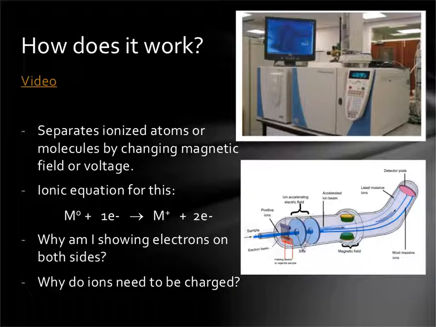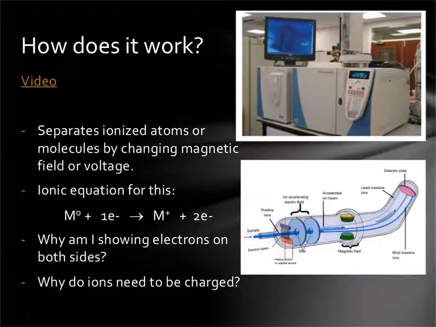So the spectrometer is going to separate ionized atoms or molecules. That means they have a charge, by changing the magnetic field or the voltage. And essentially what they're looking for is for it to eject an electron.